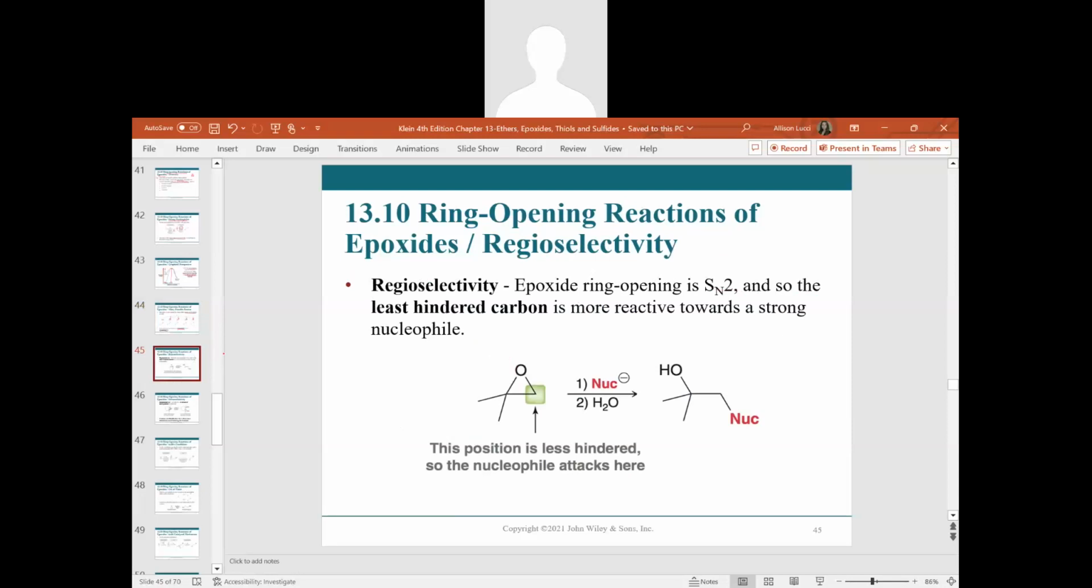So the epoxide ring opening is an SN2 process. We have that nucleophilic attack occur, and we'll see that the less hindered carbon is more reactive towards a strong nucleophile. So we have our two carbons here in our epoxide. The one on the right does not have substituents besides hydrogen. So that would be where the nucleophile attacks and the ring opening occurs. And this is our product that will be generated, right? So we always have the less hindered carbon being attacked by a strong nucleophile.